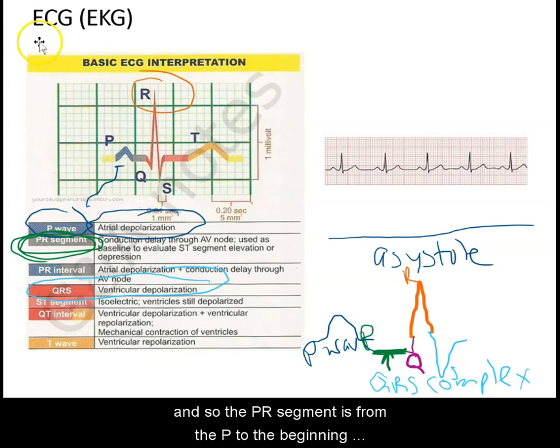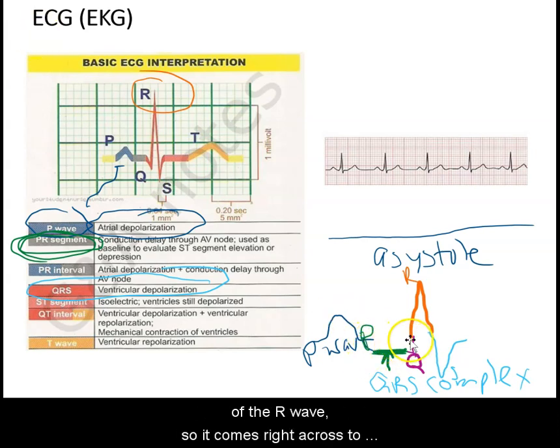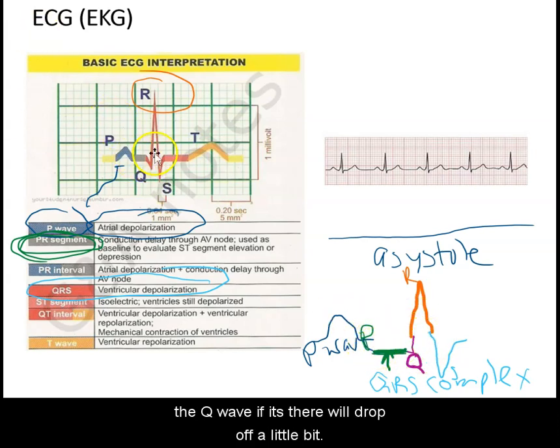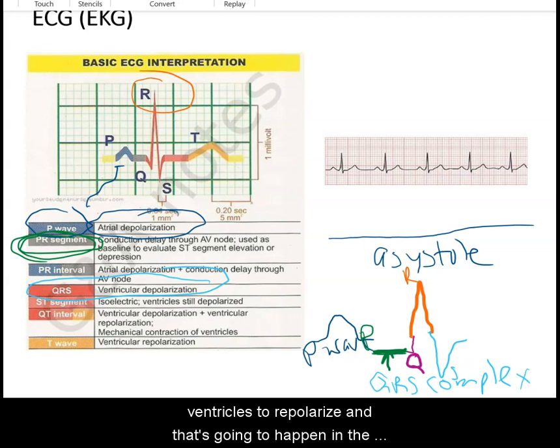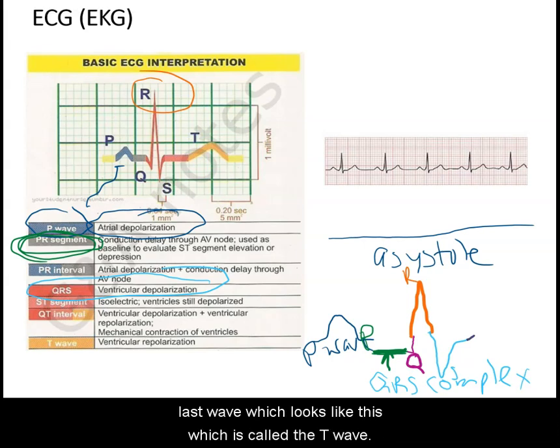And so the PR segment is from the P to the beginning of the R wave. So it comes right across because the Q wave, if it's there, will drop off a little bit. Then we have our QRS complex, which is when our ventricles depolarize. And now we just need the ventricles to repolarize. And that's going to happen in the last wave, which looks like this, which is called the T wave.